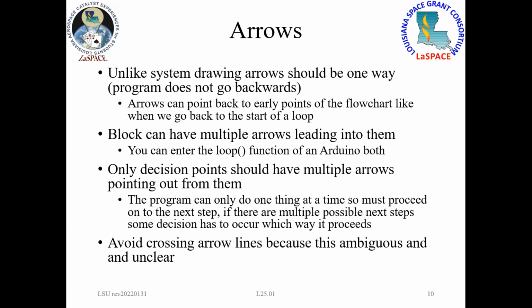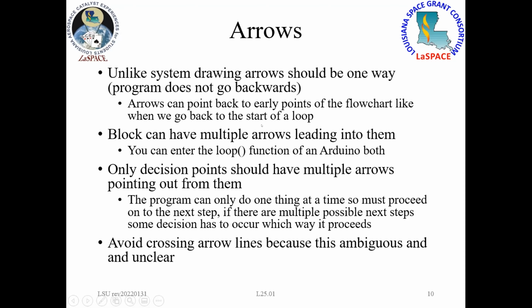So the arrows, unlike the system diagrams, should always be pointing one way, right? Because a program only goes to the next step. It doesn't go backwards. If you need to return to an earlier point in a program, like a loop, the arrow should still just be a single direction. It should just go back to the beginning of the loop, right? Because that's how the loop actually works in the code. You get to the end of the loop, you go back up to the top, and you check that decision point again.